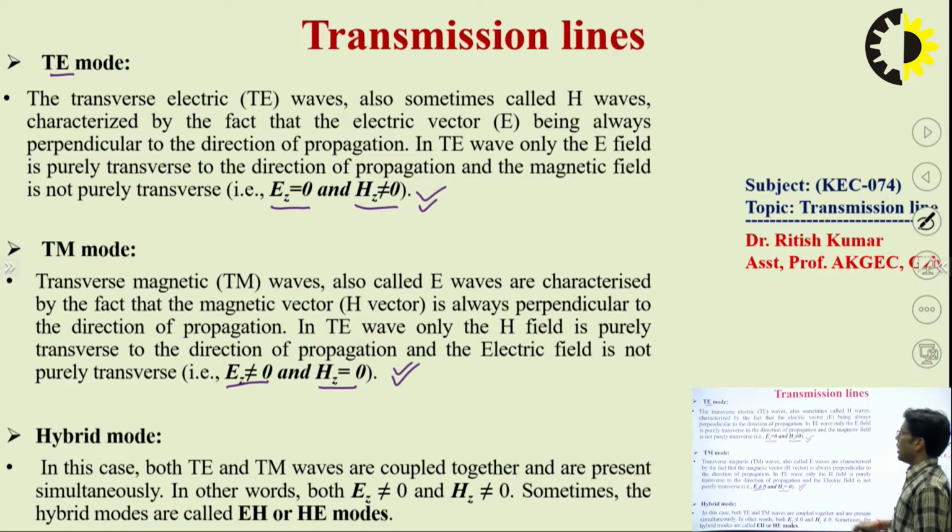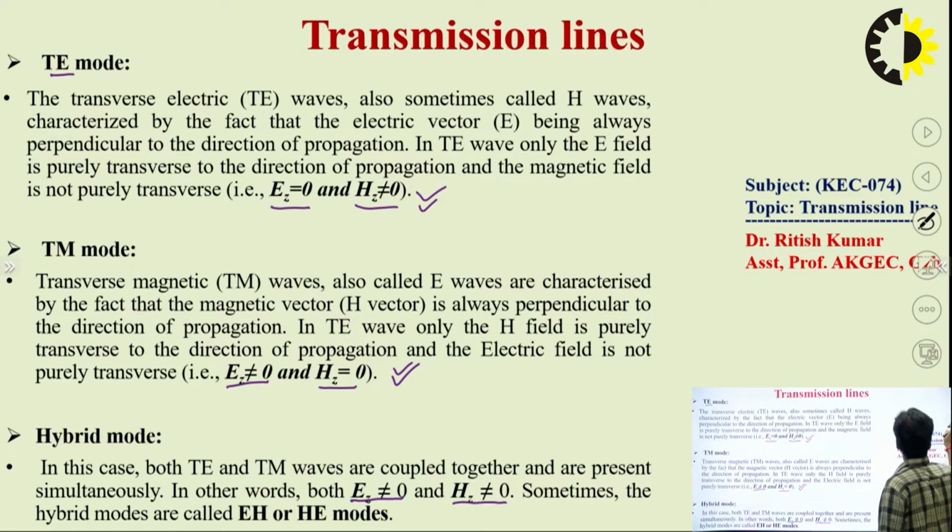Then we have the hybrid mode. Hybrid means both TE and TM waves are coupled together. In that case, Ez is not equal to 0 and Hz is not equal to 0. Sometimes hybrid modes are also called EH and HE modes.